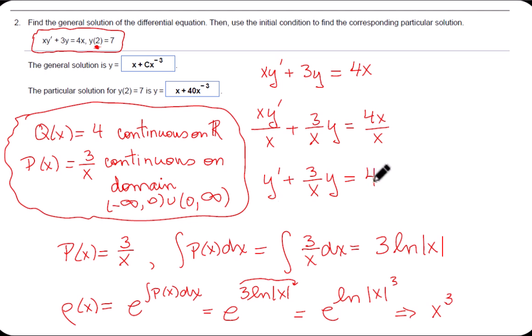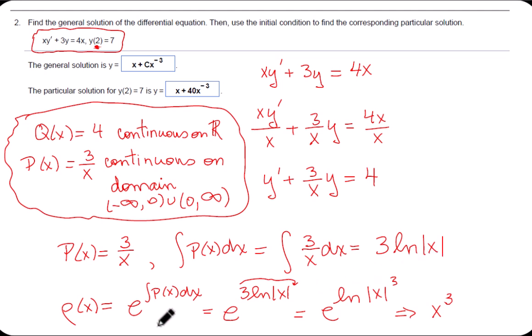So q of x is 4. That's continuous everywhere. p of x is 3 over x, and it's continuous on its domain, which is everywhere except 0, which is fine, because we're trying to solve this starting off at 2. So we clearly have continuous p and continuous q in the spot we're looking for. p of x is 3 over x. Integrate that, and I get 3 ln absolute value of x.